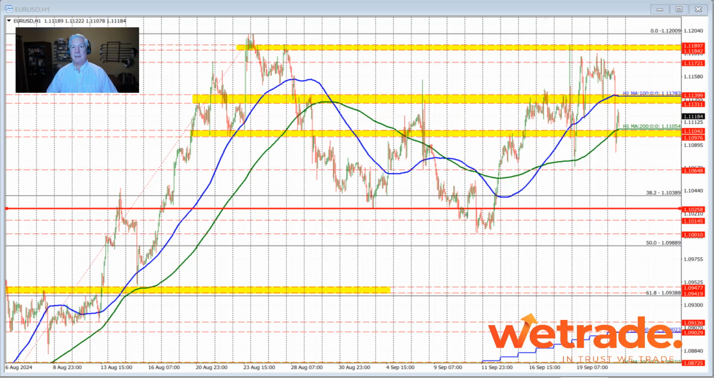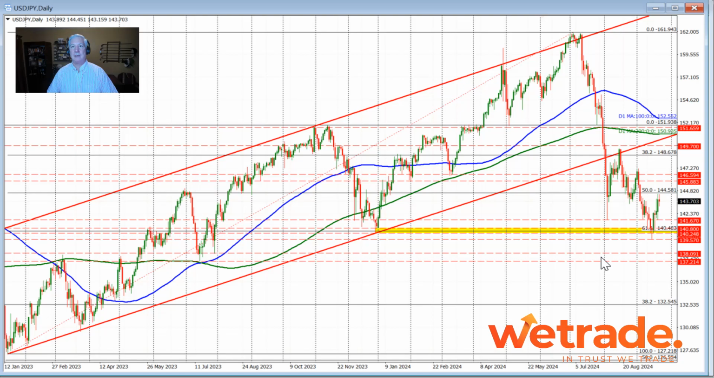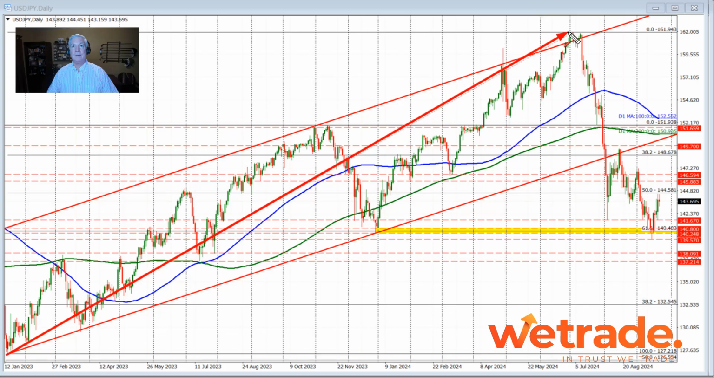Let's take a look at the dollar versus yen next. And we'll look at the hourly chart here. Actually, I'm going to start off by taking a look at the daily chart. Why? Because you see this at 144.58 level. That's the 50% midpoint, and I like 50% midpoints. They define the midpoint, where it's bullish above and bearish below.